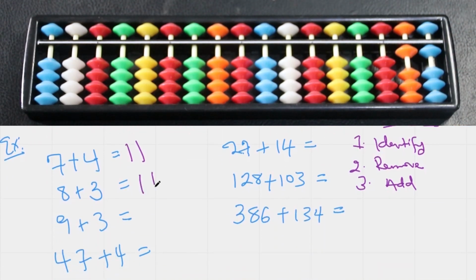Everybody knows that. Okay. Then the next question is 9 plus 3. So place 9. Very quickly, place 9. We want to add 3. Again, we'll ask ourselves, what's the 10 component of 3?